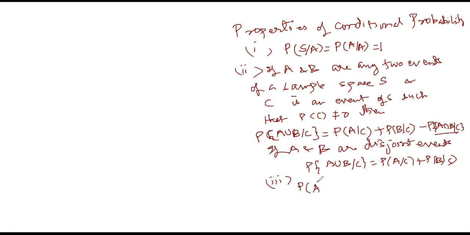So the probability of A complement when B has already occurred will be equal to 1 minus the probability of A when B has occurred. So this is just like the probability of complement events.